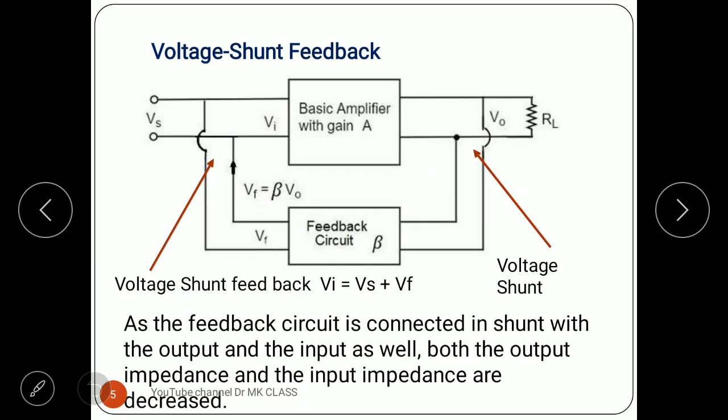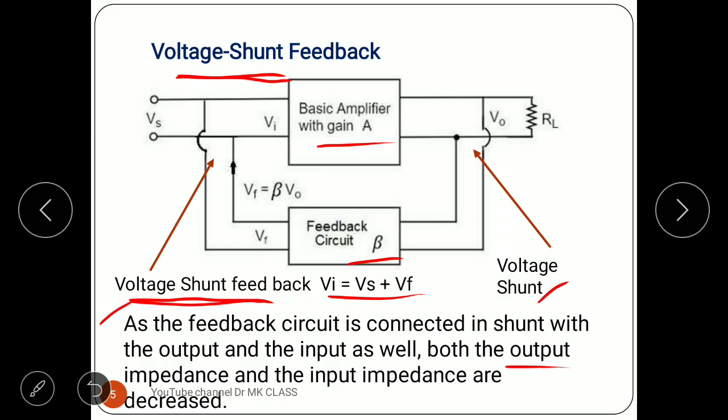So here you see it is a voltage shunt feedback. The second one, we are taking as an example voltage shunt feedback, where vi equal to vs plus vf, and this is the amplifier, and this is a feedback network, and this one is a voltage shunt. Depending on this voltage shunt, we are giving the title voltage shunt feedback. As the feedback circuit is connected in shunt with the output and the input as well, so both sides it is a shunt, both the output impedance and the input impedance are decreased.